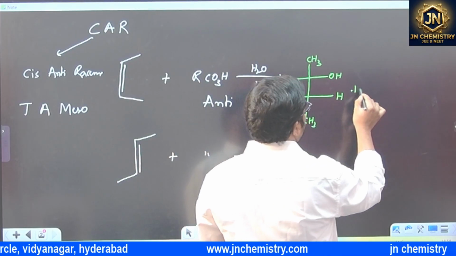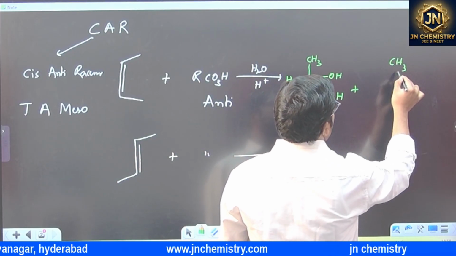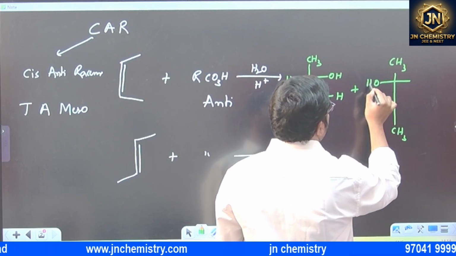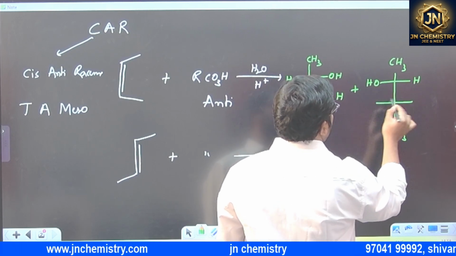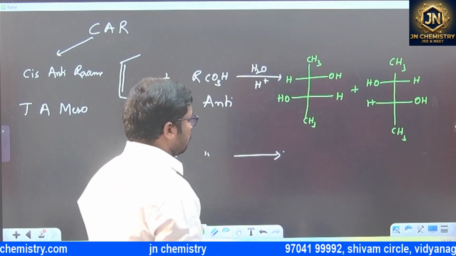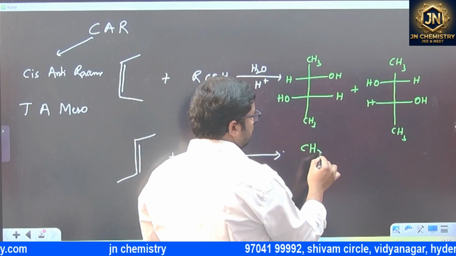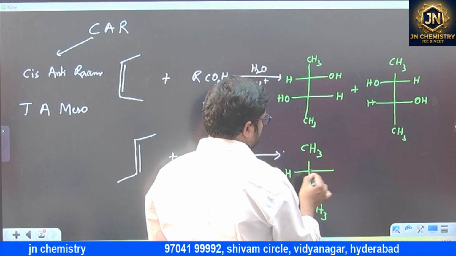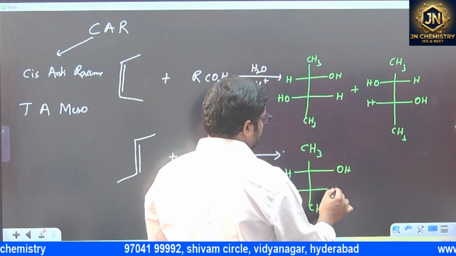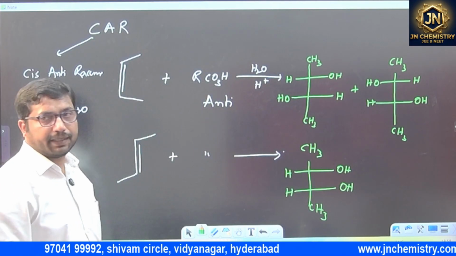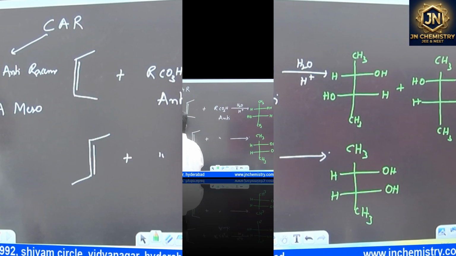Here is CH3, OH, HOH. In this case, we'll get meso compound. What is meso? The compound should have a plane of symmetry.